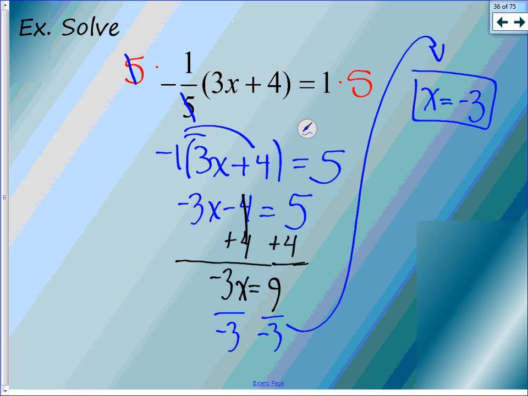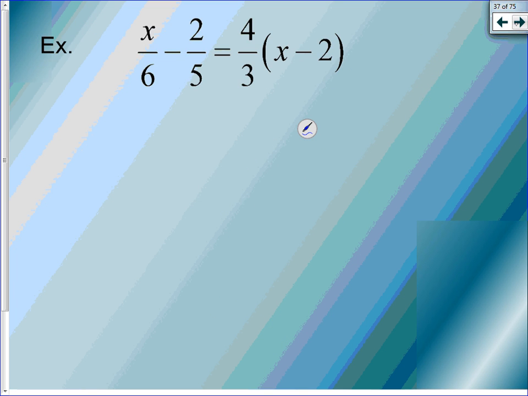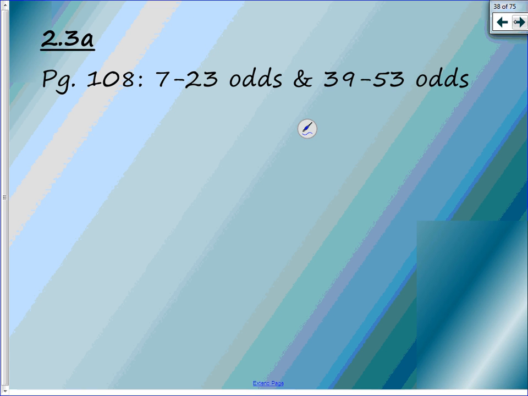You would have also gotten the same answer if you multiplied both sides by -5. You would have also gotten the same answer if you distributed in that -1/5. The only way you're going to get different answers is if you make an algebraic error. Questions? I don't know if we're going to have time for that lovely problem. So here's your assignment. Thank you.